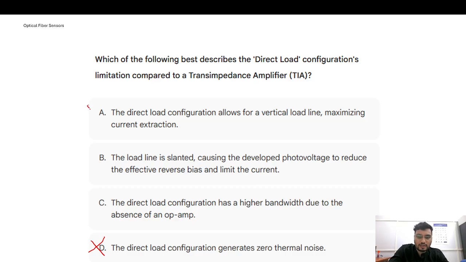It's not exactly correct because it's not a vertical line. Will it be a vertical line? No, sir. Then you see, direct load configuration has higher bandwidth due to the absence of op-amp. Is it correct? Not sure, sir. Then deal with B. The load line is slanted, causing the developed photovoltage to reduce effective reverse bias and limit the current. Will it be?